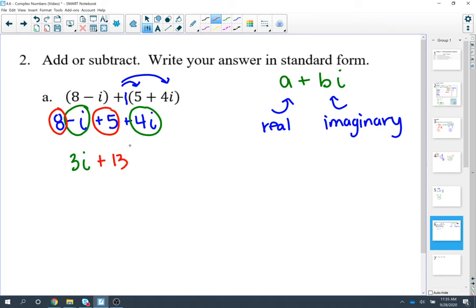So you kind of treat the i as you would an x or any other variable when you combine like terms. Then I'm going to look at 3i plus 13. 13 is the real portion, 3i is the imaginary portion, and the real part has to go first. So I'm going to put my 13, then my positive 3i, and that's addition.